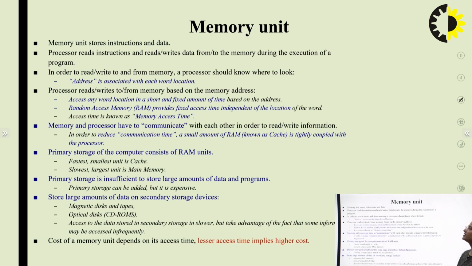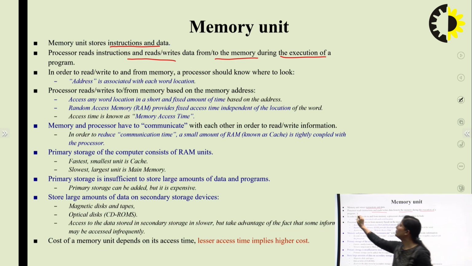First, let us understand what a memory unit is. The memory unit stores instructions and data. Whatever instruction you are writing or going to use, you have to store that data in memory. The processor reads instructions and reads or writes data to and from the memory. When the processor reads, the data is read from the memory, and when the processor writes, or stores, the data, it is stored into the memory. This happens during the execution of a program.